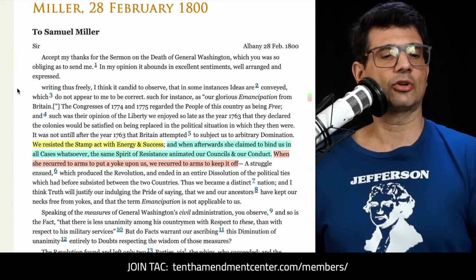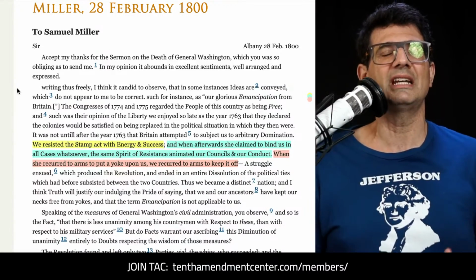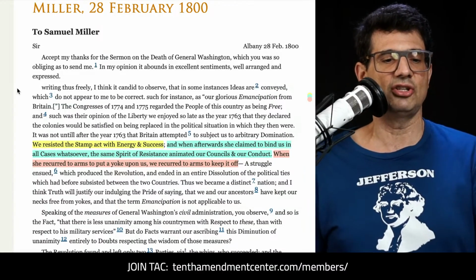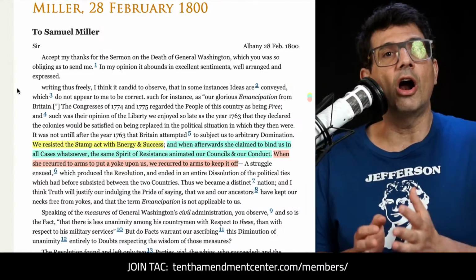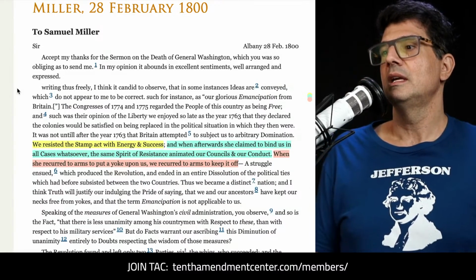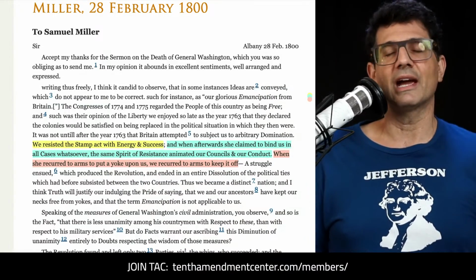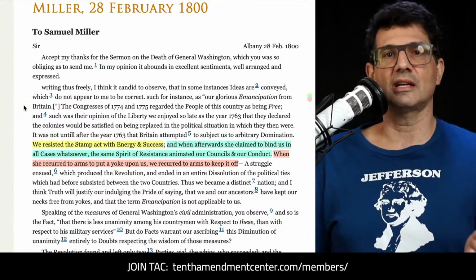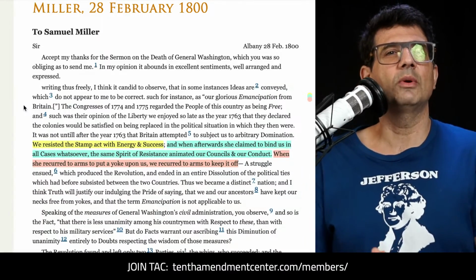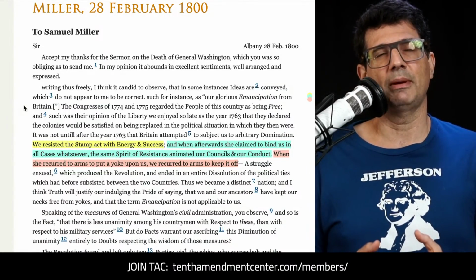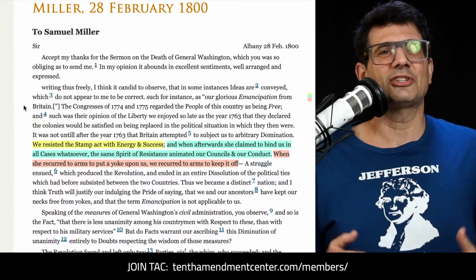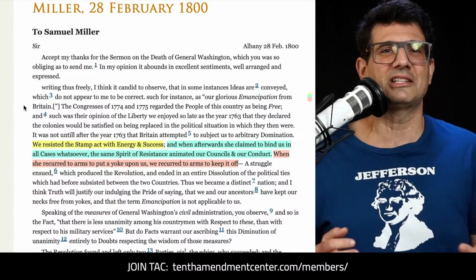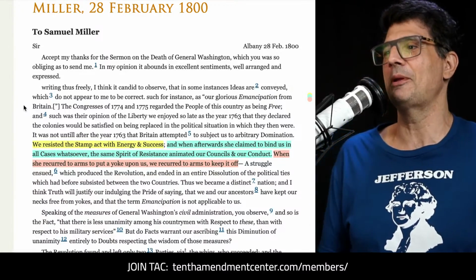Here's John Jay describing the American Revolution in various major stages of resistance. Resistance to what he called arbitrary domination. He said, "We resisted the Stamp Act with energy and success." We know that it was a people's nullification of the Stamp Act. And then in response, they passed the Declaratory Act, which claimed power over the colonies in all cases whatsoever. So kind of a backhanded repeal.